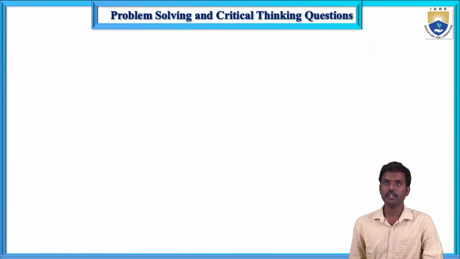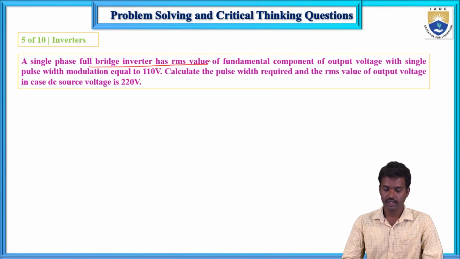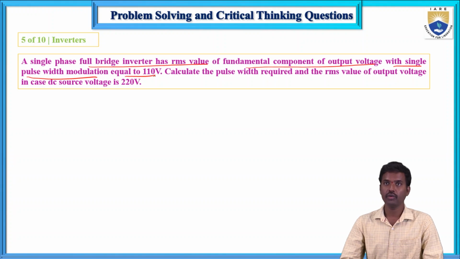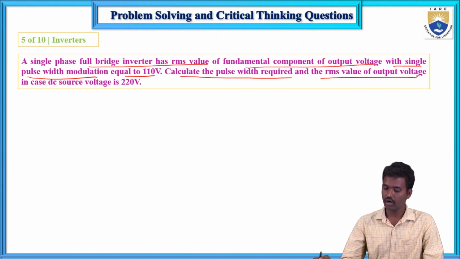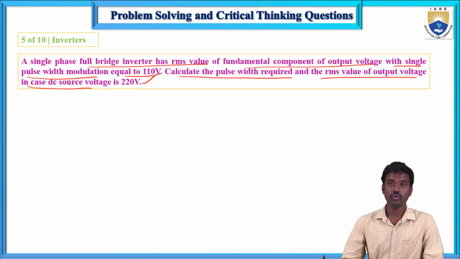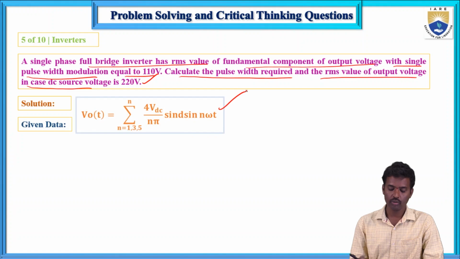So now the next case: a single phase full bridge inverter has an RMS value of the fundamental component of output voltage with single pulse width modulation equal to 110 volts. Calculate the pulse width required and the RMS value of output voltage in case the DC source voltage is 220 volts. So now, the solution for this one: this is the AC output voltage equation.